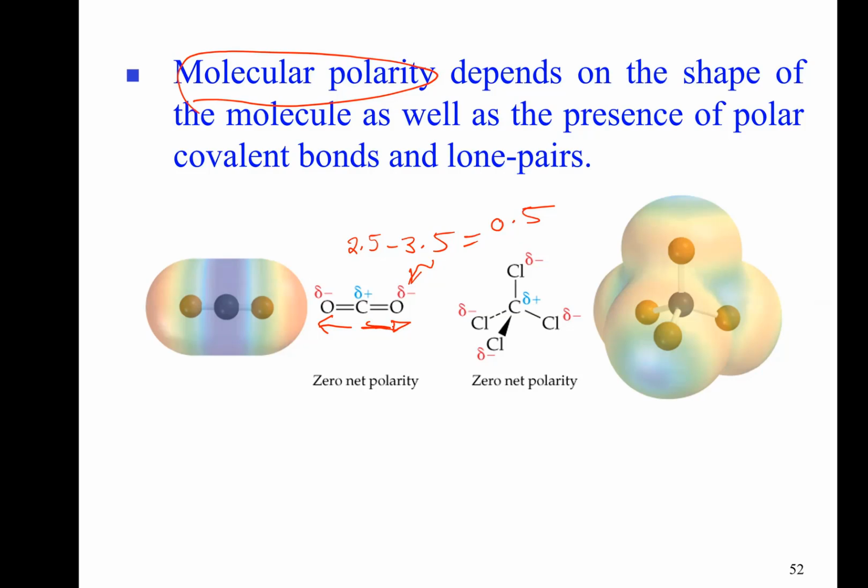Can I say these two equal pulls to opposite sides cancel each other? So you have zero net polarity. So do you see why we study geometry? We know the geometry of carbon dioxide is linear. We also know that if we have, let's say, a large box, and you're pulling in one direction and somebody is pulling in the opposite direction, equal and opposite forces cancel each other, so there is no movement.